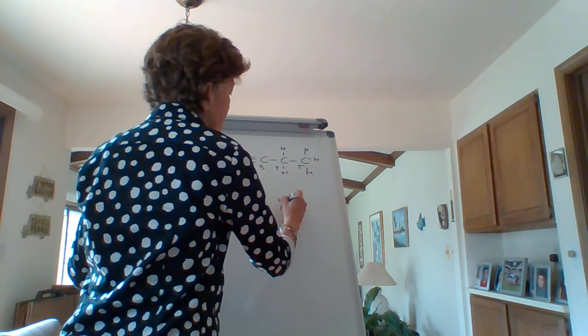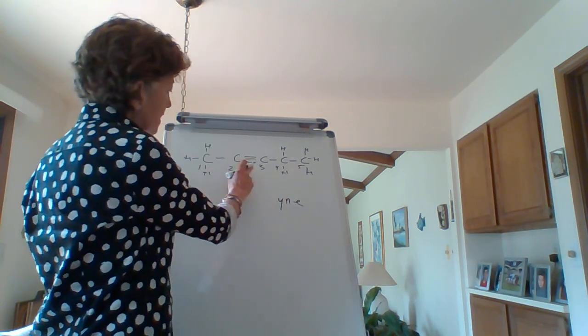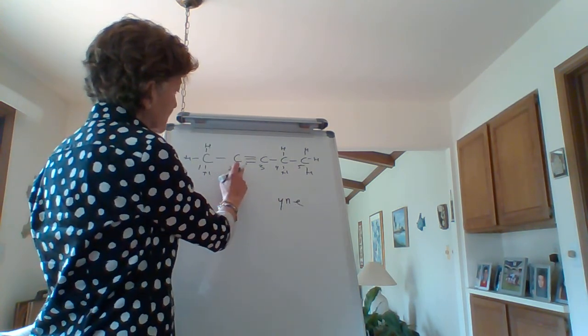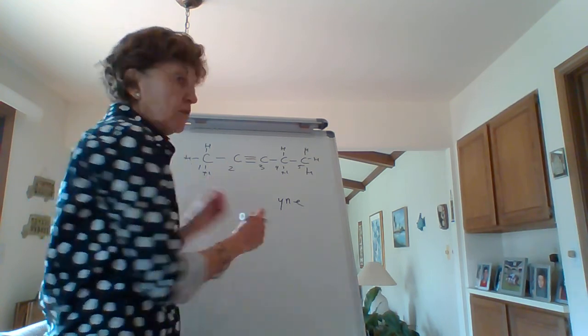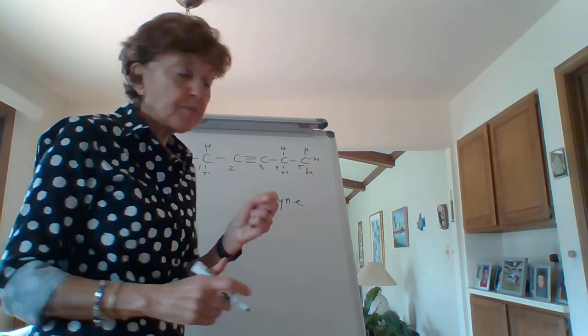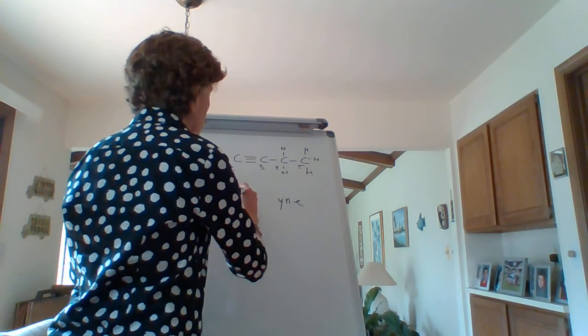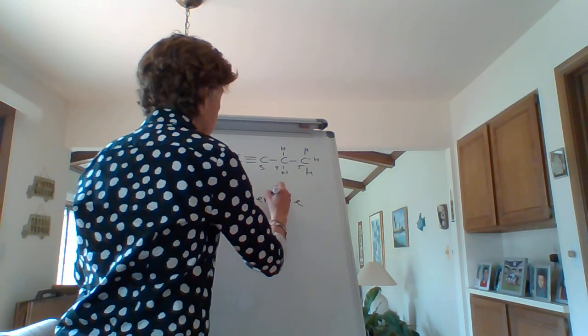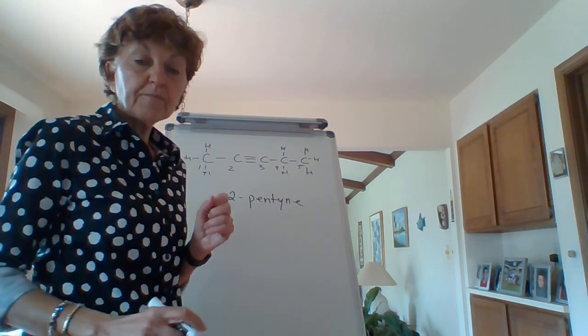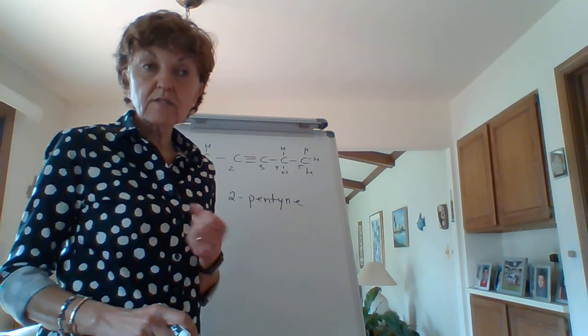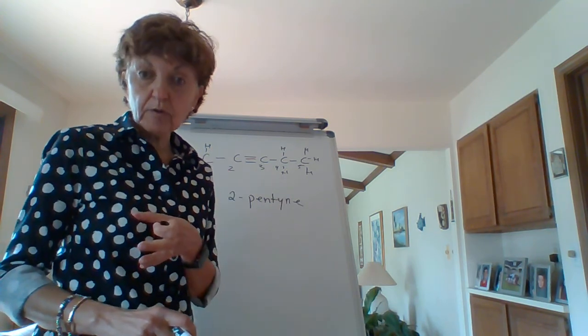The suffix will be YNE, and this would be at carbon 2. You have 5 carbons, so that's a pent. So that is 2-pentyne. Okay. Sometimes you get these molecules that have double bonds and triple bonds in them.